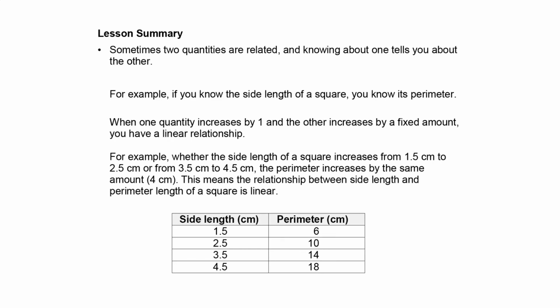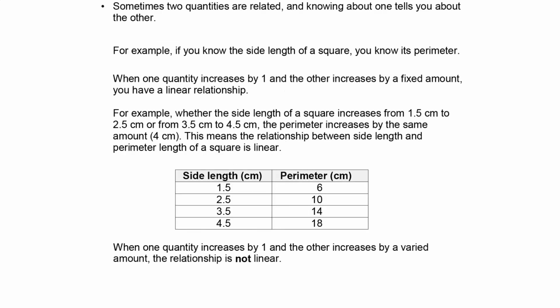For example, whether the side length of a square increases from 1.5 centimeters to 2.5 centimeters, or from 3.5 centimeters to 4.5 centimeters, the perimeter increases by the same amount, in other words by 4 centimeters, because you're getting 1 centimeter more from each side. This means the relationship between side length and perimeter length of a square is linear. So as we can see, since this is increasing by 4 each time, that tells us we have a linear relationship.